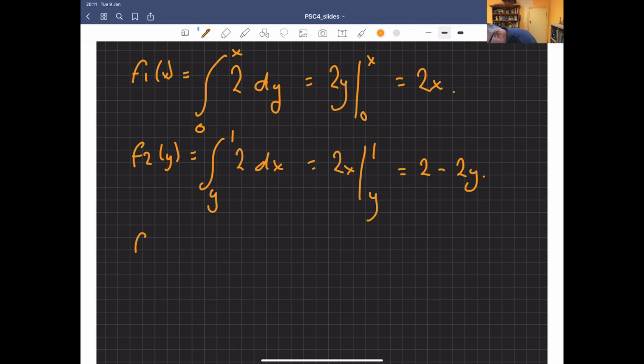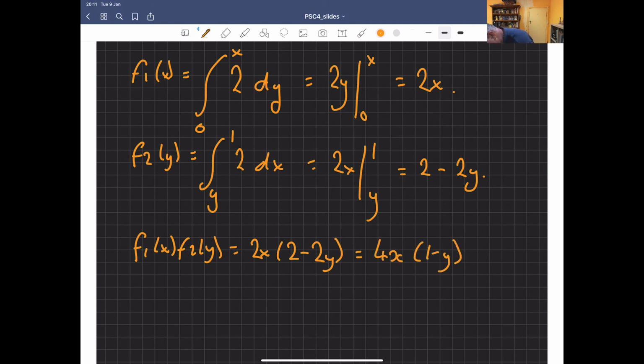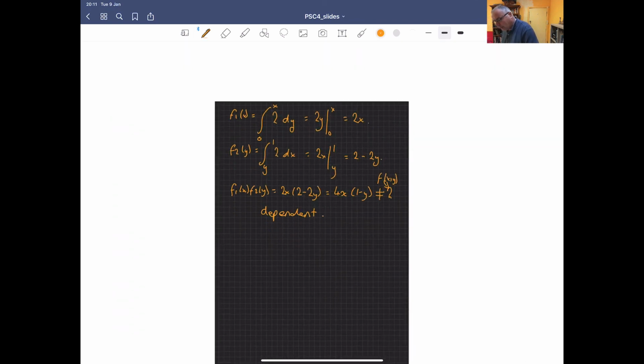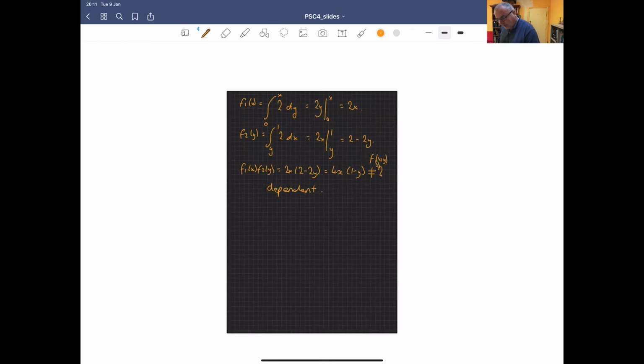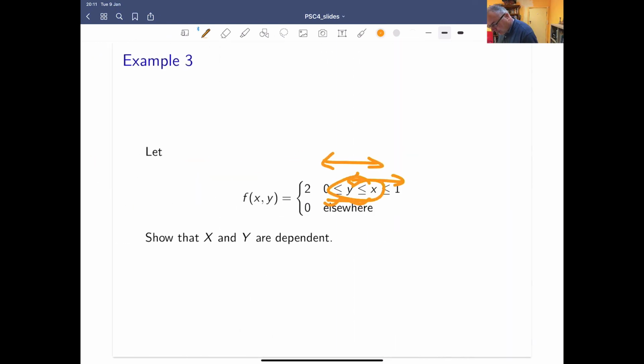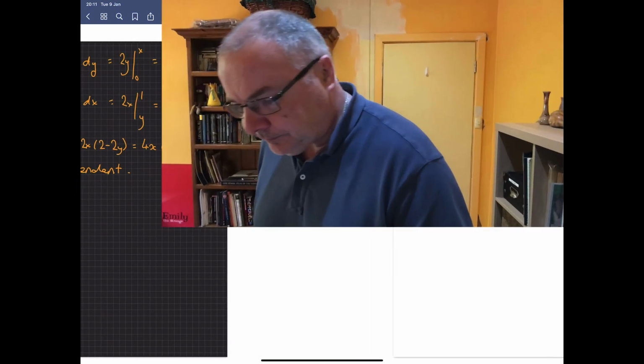Let's look at the product. f1 of x, f2 of y equals 2x times 2 minus 2y, which is 4x(1 minus y), which is not equal to 2, which is obviously f(x,y). So they are dependent. We sort of knew that. You saw that in the definition. You can see that there is this relationship between them right from the start.